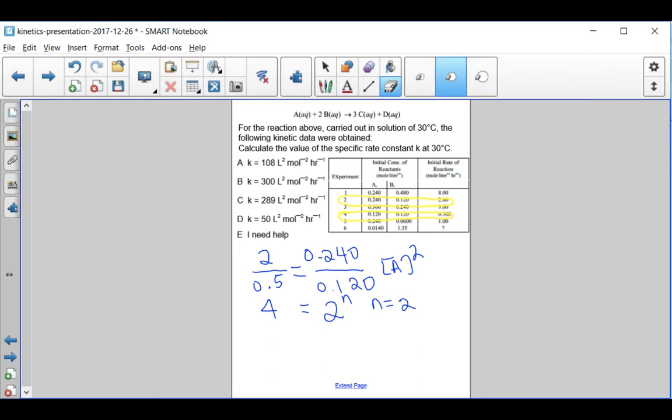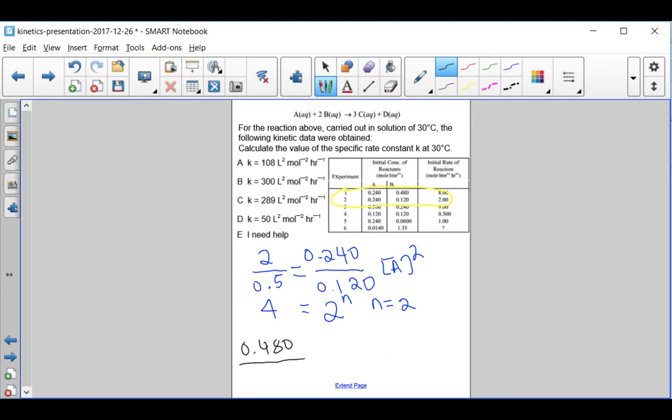Now, what about reactant B? For reactant B, I'm going to choose experiments 1 and 2, because again, in this case, reactant A is being held constant, so I can set up a simple proportion to find the reaction order with respect to reactant B. So what am I doing to my concentration here? 0.480, my concentration in experiment 1, over 0.120, my concentration in experiment 2, is equal to the rate, 8 over 2.